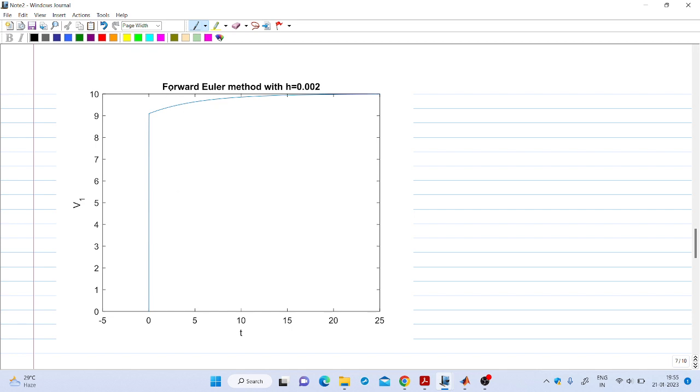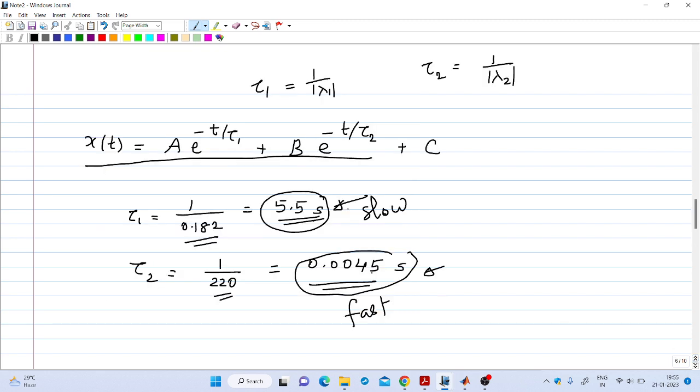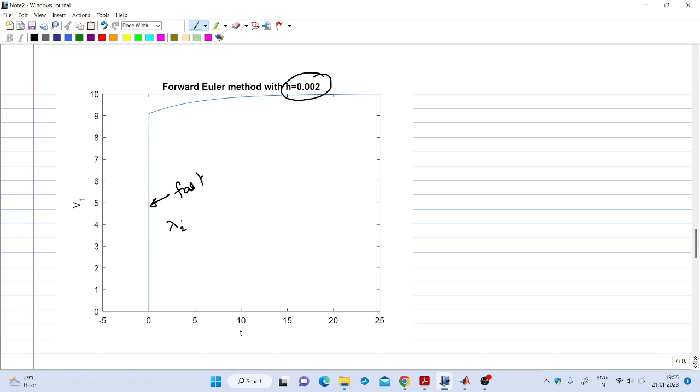If you solve the above system using the forward Euler method with step size h equal to 0.002, you will get the plot of v1 like this. You can see initially there is a fast response. This is due to the lambda 2 time constant of 0.0045 seconds, corresponding to lambda 2 equal to minus 220. Then there is a slow response corresponding to lambda 1, that is due to minus 0.1818. So there is a faster response and a slow response, as we expect.